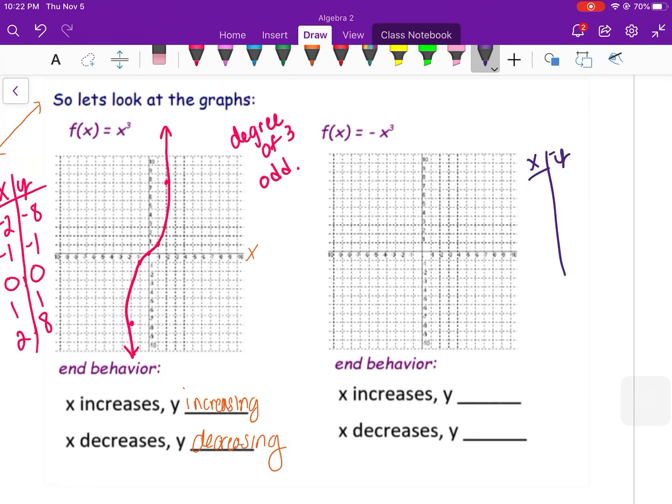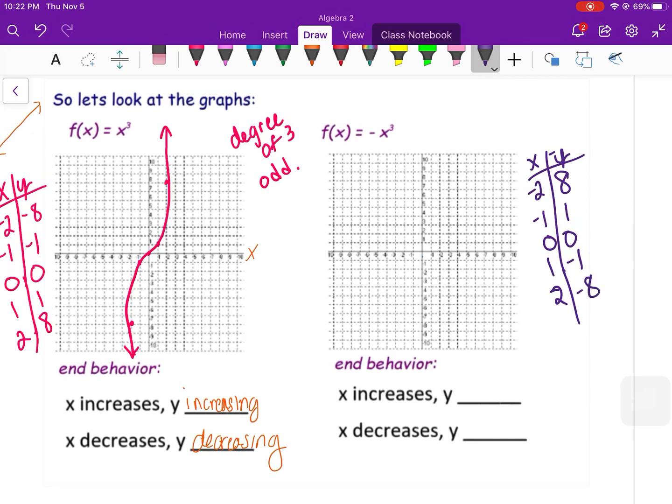The negative version of this is going to be the same thing except that it'll be all negative. So negative 2 cubed is negative 8, and the negative out front would make it positive 8. Negative 1 cubed would be negative 1 times negative 1 times negative 1, which is negative 1, and the negative out front makes it 1.